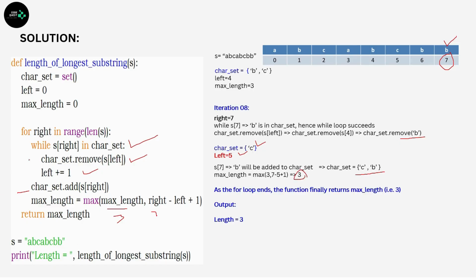Now because right has reached the end of the characters present in the given string, this entire for loop is going to terminate and it is going to return max length here. So what is the max length holding? It is holding 3. So the output that I am going to get is 3 because in this particular string the longest substring without duplicate characters is 3 here.